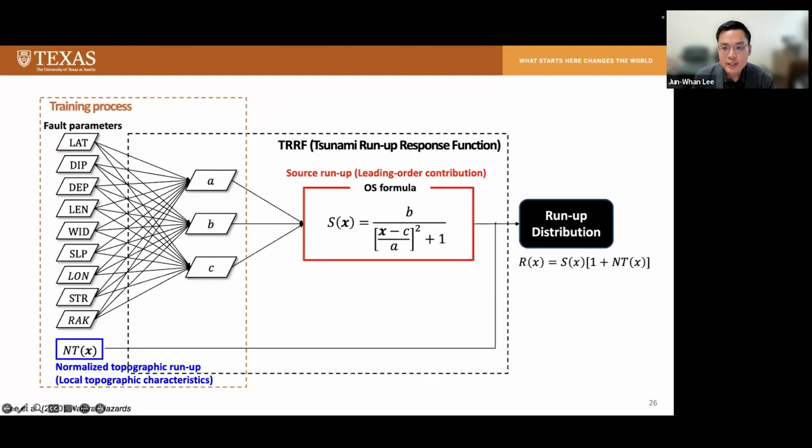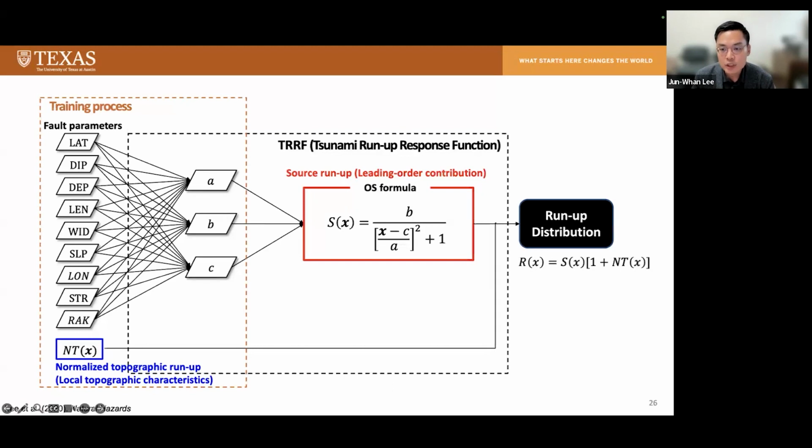So I will skip all the details, but with this new idea, we were able to develop a new tsunami machine learning model that can predict the tsunami run-up distribution from the earthquake fault parameters like this diagram. So first, we trained the machine learning model between the empirical formula coefficients A, B, C and the earthquake fault parameters based on the systematically designed 1,000 physics-based numerical simulation data, and extracted the normalized topography run-up, the blue box, which only represents the local topographic characteristics of the tsunami response.